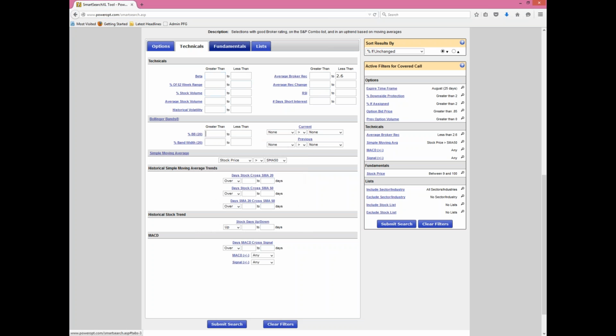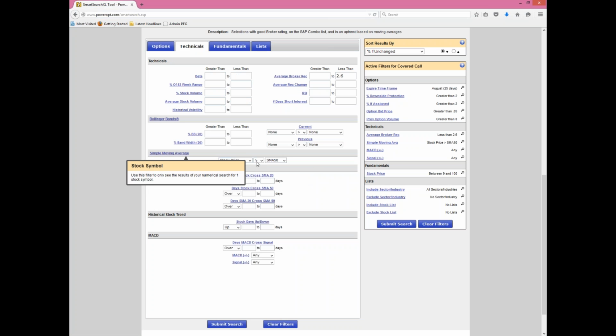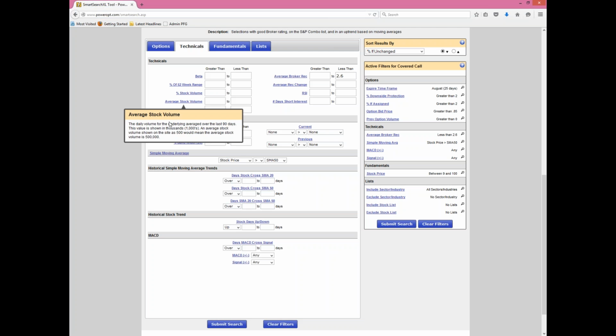And in your fundamental section, you can of course set a variety of criteria for market cap, earnings per share growth, price to earnings, earnings dates between now and expiration, and more. So in general, in the technicals, I'll use that basic simple moving average field and the MACD crossover line, perhaps even the Bollinger Bands, depending on the strategy as well.